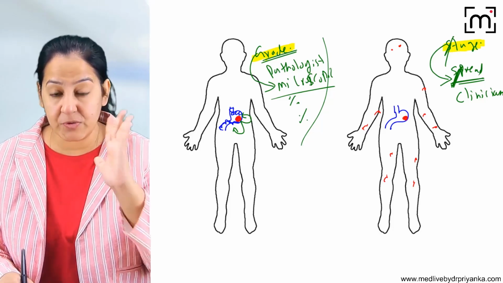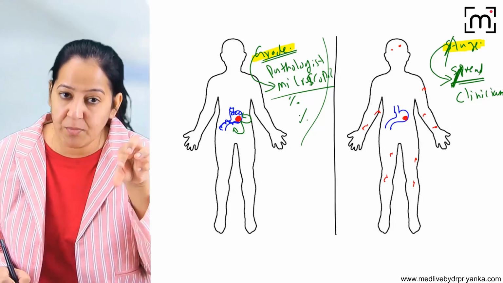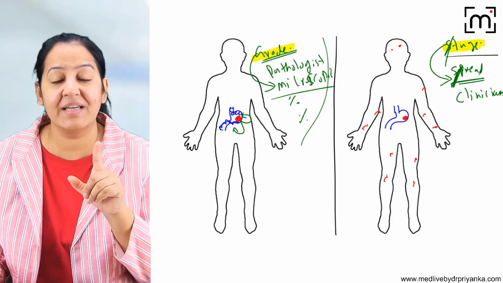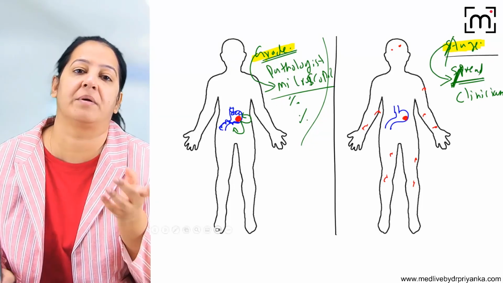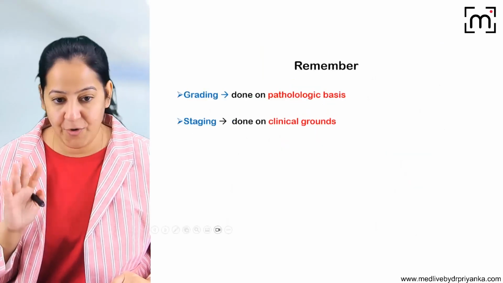Grading is the microscopic appearance, the microscopic resemblance of the tumor cell with the adjacent cell. And what is staging? Staging is the spread of the tumor in the entire body, the extent of the spread of the tumor. Grading is done by the pathologist. Staging is done by the clinician. I hope you got the basics.